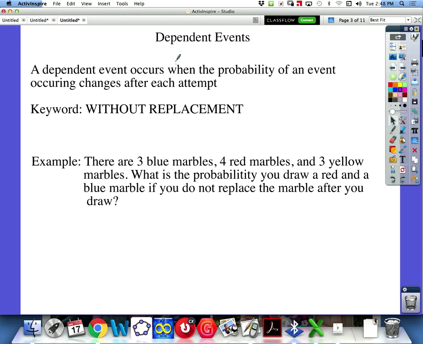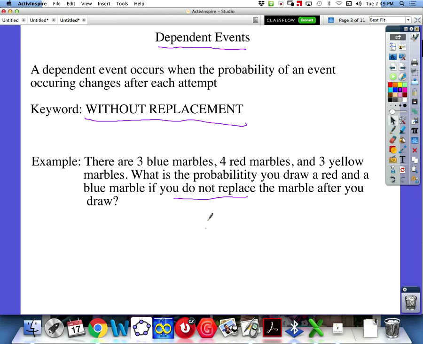The other kind of event is a dependent event. A dependent event means that the probability for the second attempt changes depending on what happened in the first one. And the key word here is normally without replacement. So here it says there are 3 blue marbles, 4 red marbles, and 3 yellow marbles again. But now it wants to know the probability you draw a red and a blue marble if you do not replace the marble after you draw.